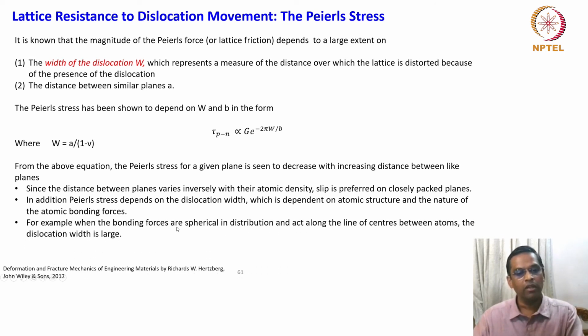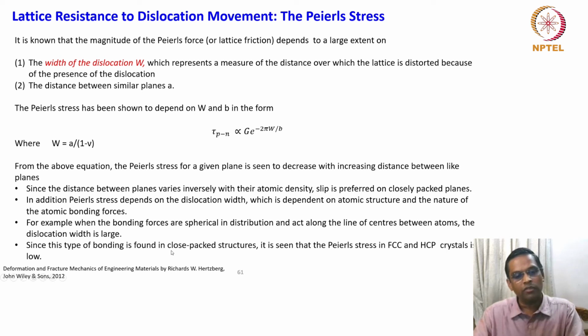For example, when the bonding forces are spherical in distribution and act along the line of centers between the atoms, the dislocation width is large. So what does it mean? Your bonding should not be directional in nature. The bonding should be spherical. That means something like the electron cloud in metals, right? It is spherical around all the atoms. It is not like ionic and covalent bonds, which are highly directional. Right? So in these kinds of situations, the Peierls stress will be smaller. Very important idea. Very important and nice idea.